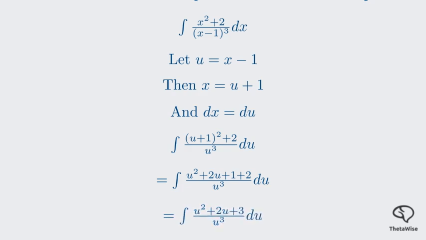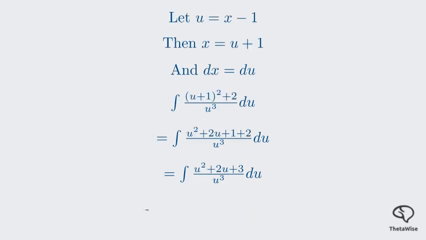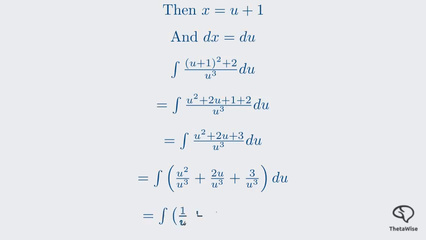Since the denominator is a single term, u cubed, we can split the fraction into 3 simpler terms by dividing each term in the numerator by u cubed. This gives us u squared over u cubed, plus 2u over u cubed, plus 3 over u cubed. Simplifying these gives us 1 over u, plus 2 over u squared, plus 3 over u cubed. This is already our partial fraction decomposition, just in terms of u. The coefficients are already determined.